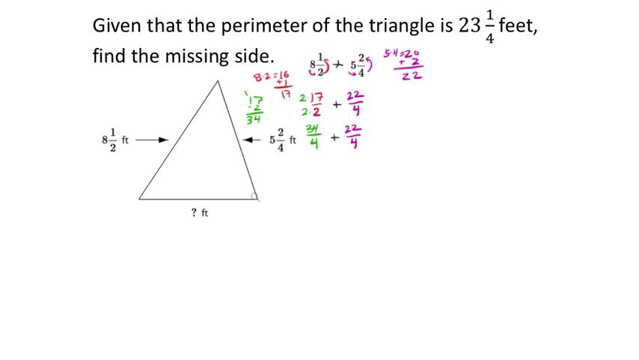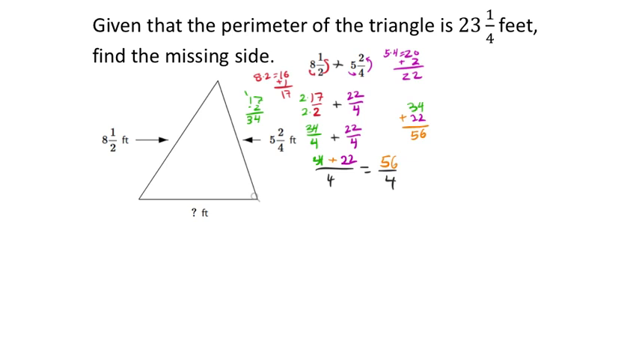34 fourths plus 22 fourths. We're dealing in fourths now, and we're going to be adding 34 and 22. And this will tell us how many fourths there are. So how many fourths is that? Well, it's 34 plus 22. 4 plus 2 is 6. 3 plus 2 is 5. Yeah, 56.